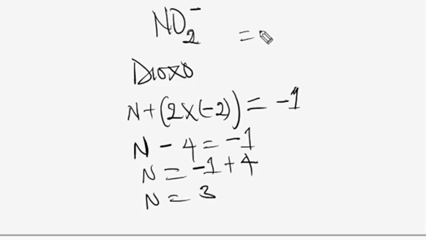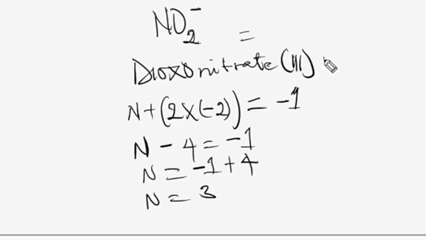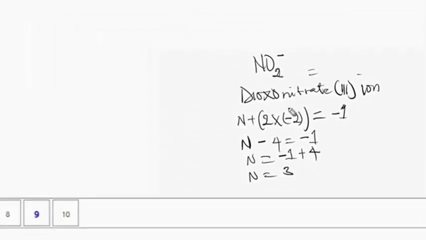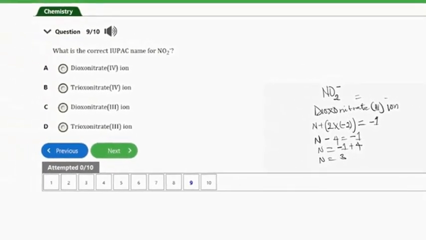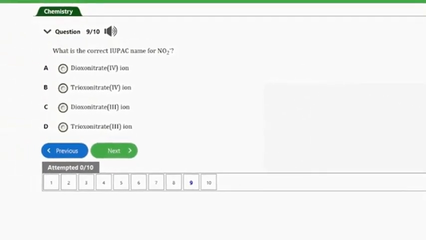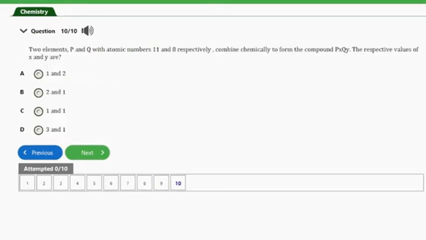So this will be dioxonitrate(III) ion. So guys, that's the answer to this question, and that's option C here. So let's go ahead and wipe this off, and then let's go ahead and check the next question. And that's the last question guys here. The question is question number 10 here.